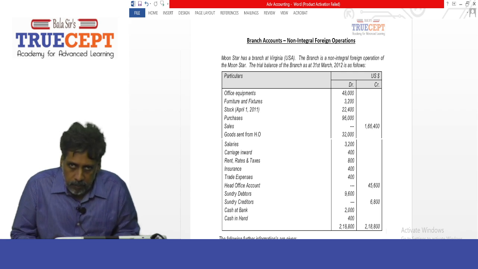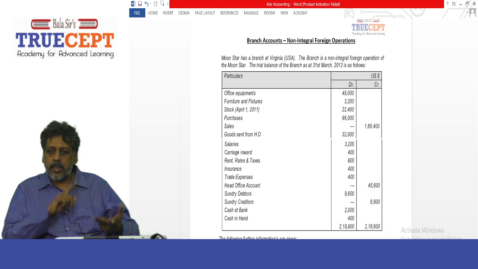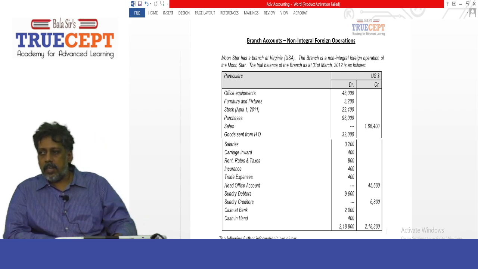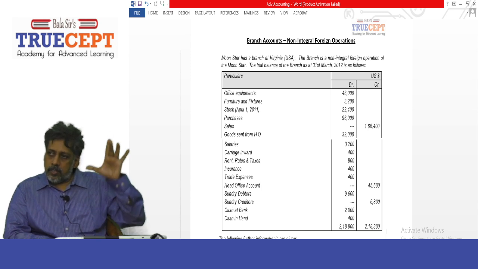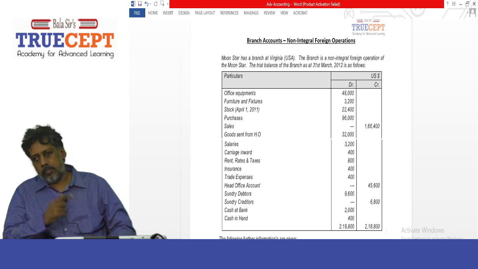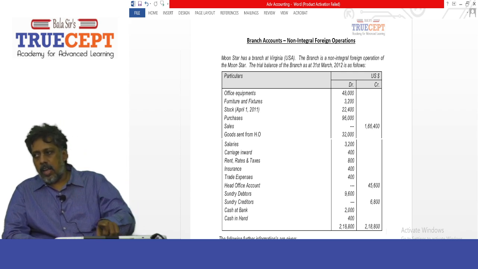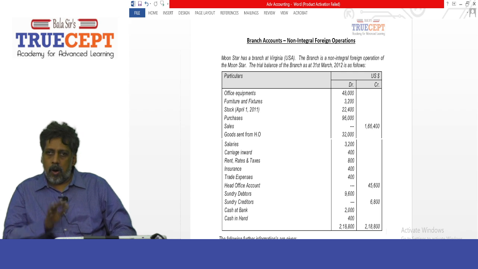Is that clear? Yes, sir. And then you are supposed to translate all items of income and expense using an average rate of exchange. And the same rule, opening stock at opening rate and closing stock at closing rate of exchange. Now let us go ahead and take on this example under non-integral foreign operation.